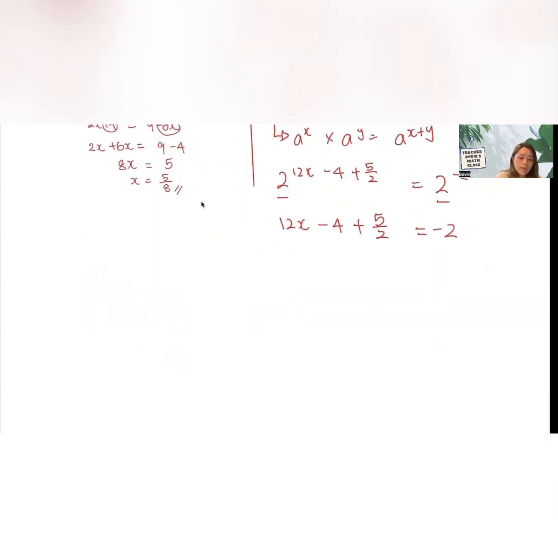So x on one side, which is 12x, and I'll bring all the constant terms to my right-hand side. So it's minus 2 plus 4 minus 5 over 2. Just keep in mind, when I bring terms over from my left-hand side to my right-hand side, I will always have to change the sign of them. So it's 12x equals negative half, and x equals negative half divided by 12, which equals negative 1/24.